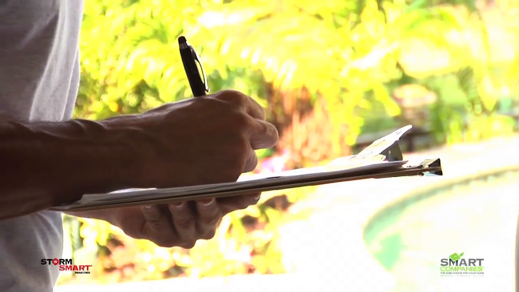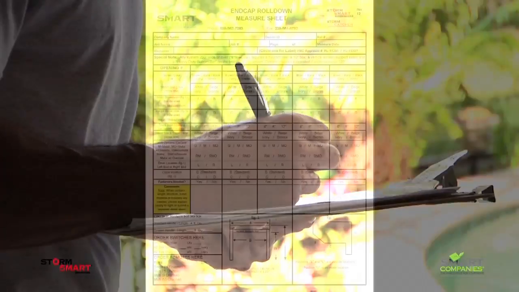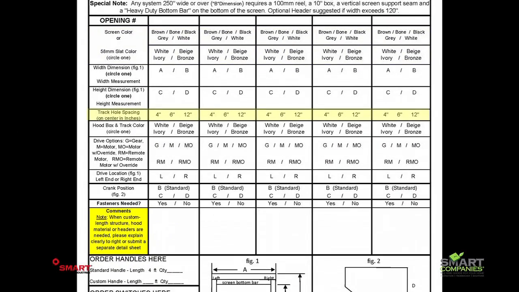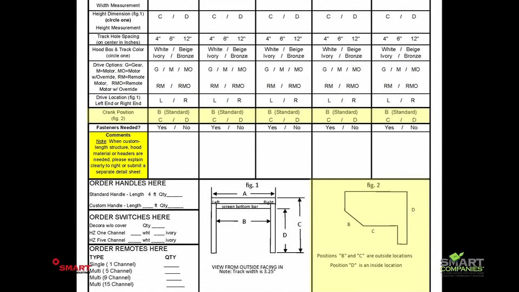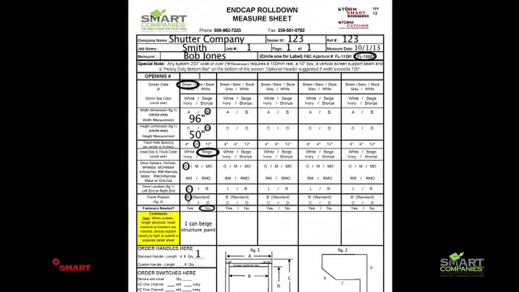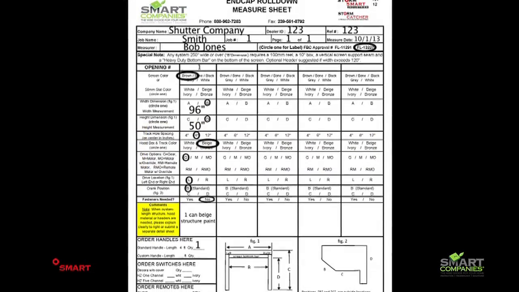Once you've written up the measurements, you'll need to fill in the rest of the measure sheet, including color of screen, track hole spacing, color of hood and track, drive options, drive location, crank position, number of handles, and any additional notes or comments. A finished measure form might look something like this.